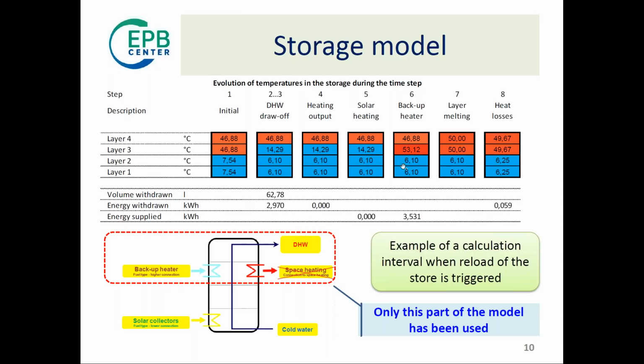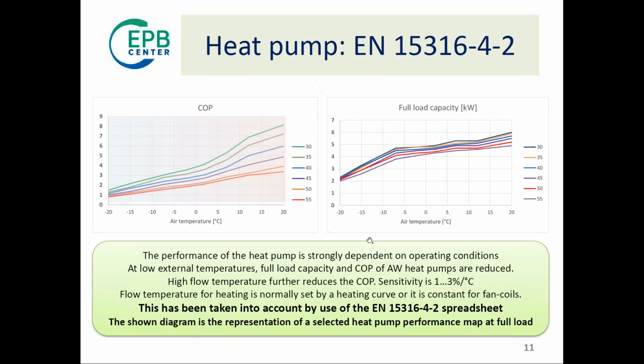No solar heating, go on. Then you turn on your backup heater because you are below 45. So you heat up so that you get to 50, and then you take into account the heat losses. And you can see what happens during 1 hour. And this is repeated for each hour. And we use only this part of the model. And this is working fine. Now we come to the heat pump.